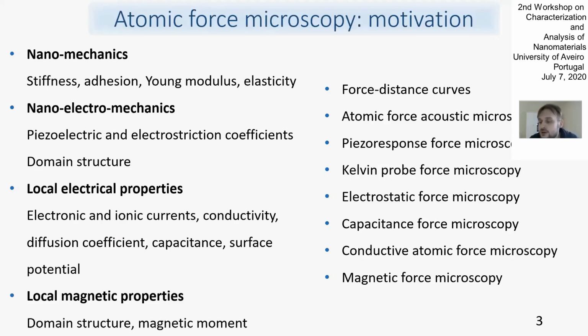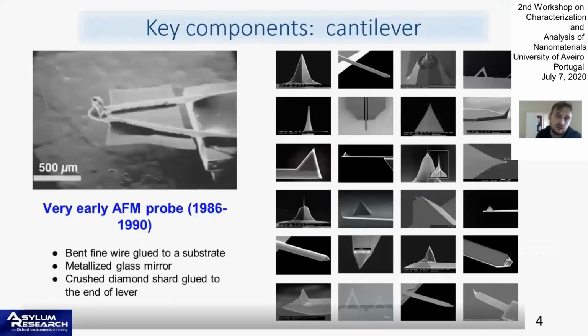Each year new modes are introduced in the literature, and for sure most of the properties which people measure at the macro scale can be measured in atomic force microscopy as well. So the key component of the atomic force microscopy is the cantilever.